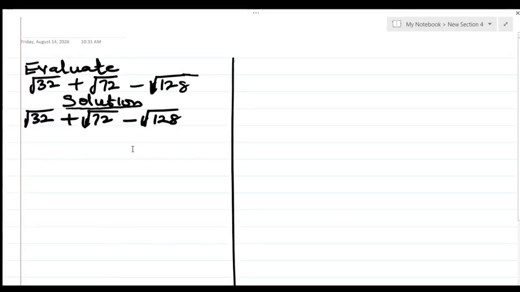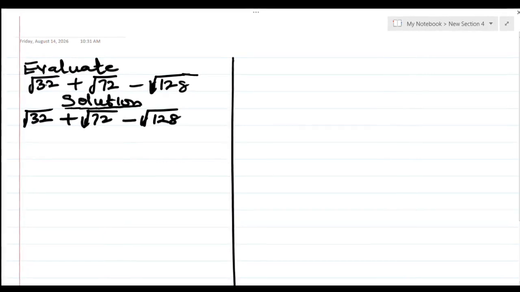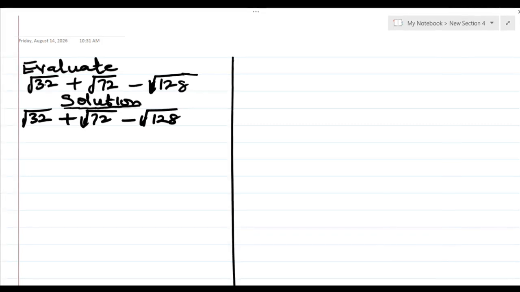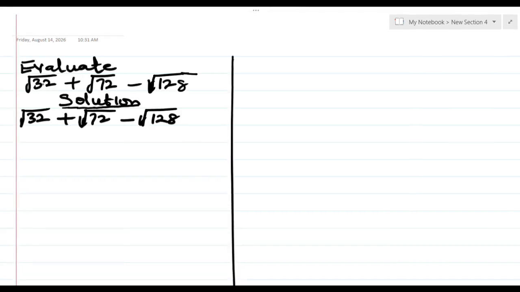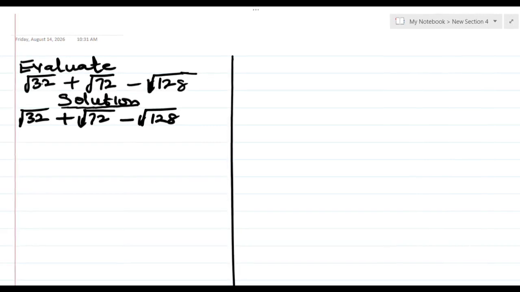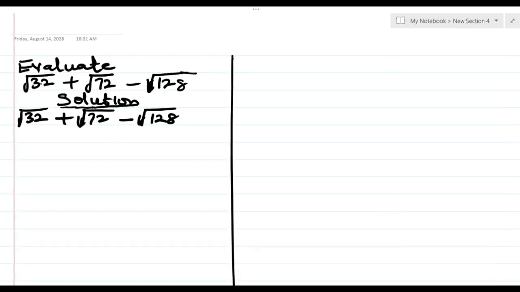Everyone, welcome to class. We want to evaluate root 32 plus root 72 minus root 128. So how do we solve this? We are going to look for the factors of each of the numbers we have in the square root, and we are going to find the factors in such a way that one of the factors is a number we can get the square root of. So we are going to simplify it using that method.